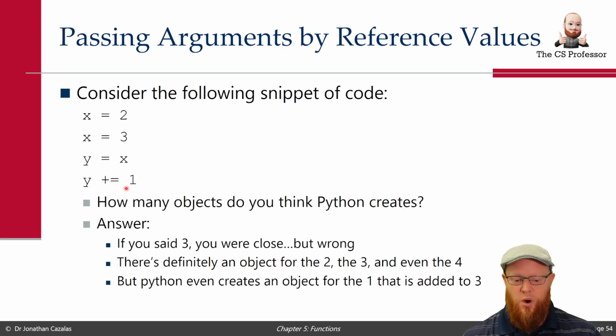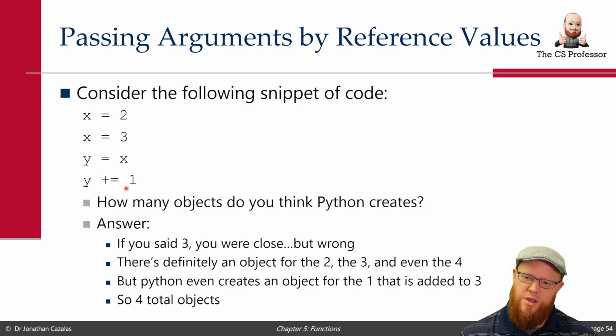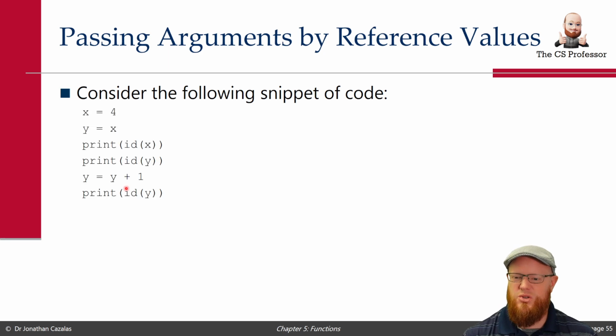We then add that value 1 to the 3. We get the answer of 4, save it into Y, and we see that 4 objects were actually created. Super funky. Here's another snippet of code, really just trying to demonstrate those addresses and what's saved inside X and Y. And we saw way earlier, in a previous video, that we can actually print out the ID of a given variable.